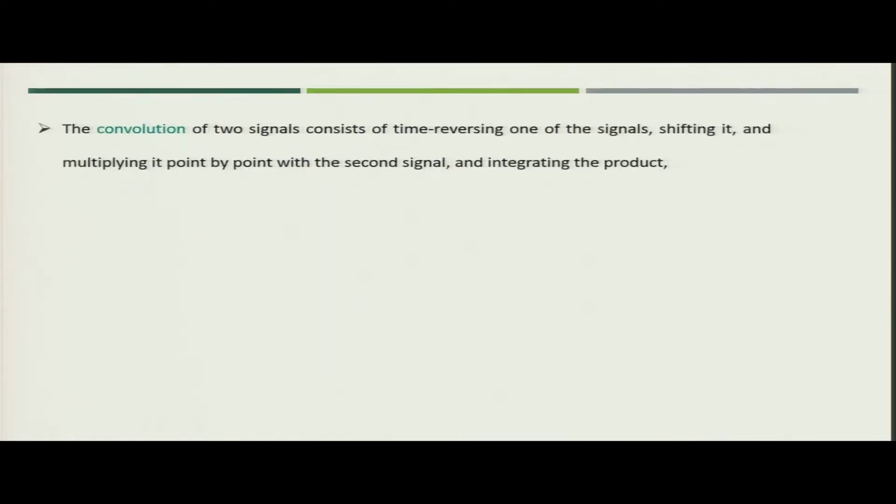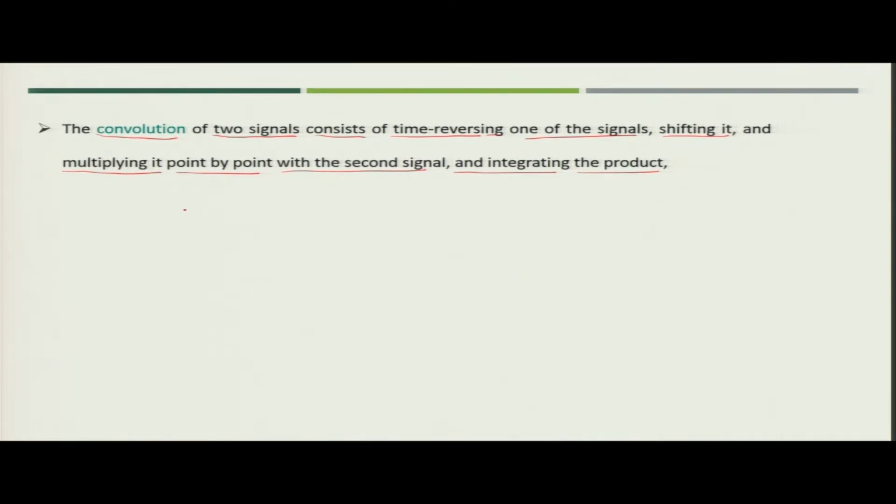Now, how do we define the convolution of two signals? It consists of time reversing one of the signals, shifting it, multiplying it point by point with the second signal, and then integrating the product. The output would be the convolution of the two signals.